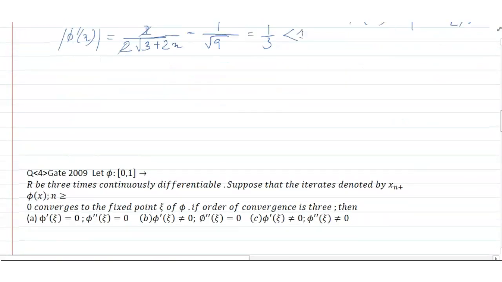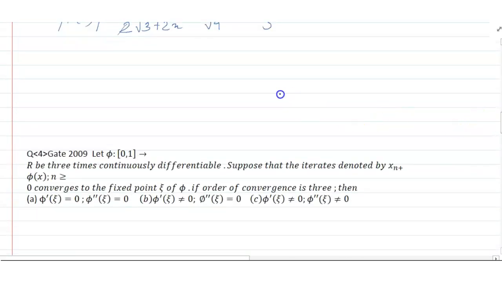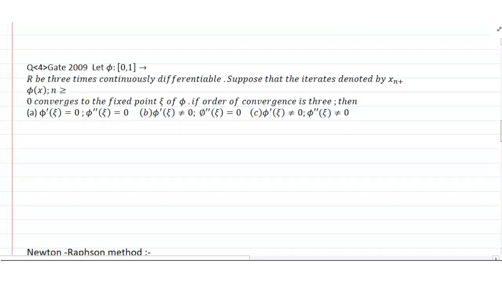Very simple, friends, but the remembering point, the key point of this solution, is that the mod of phi dash x must be less than 1. Next problem is GATE 2009.